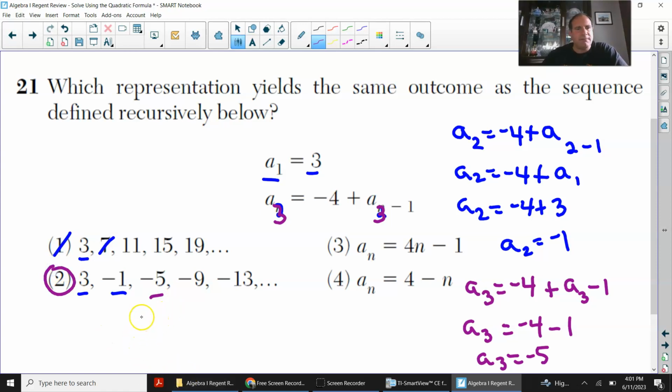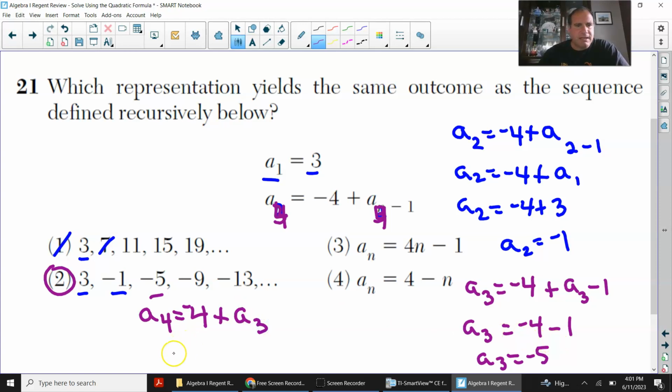Let's go ahead and see if we could do a sub 4. A sub 4 equals, now 4 is my n. So I'm going to put 4 here. I'm going to put 4 here. See how that's the prior term? 4 minus 1 would be 3. So now it's negative 4 plus a sub 3.